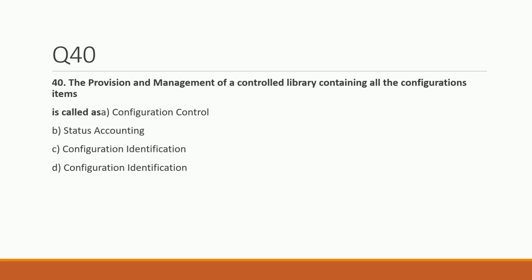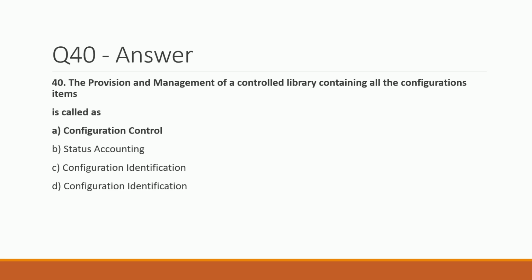Question 40, last question. The provision and management of a control library containing all the configuration items is called as configuration control, status accounting, configuration identification. I think those are misprints, so it's configuration management here, but the correct answer is configuration control A.